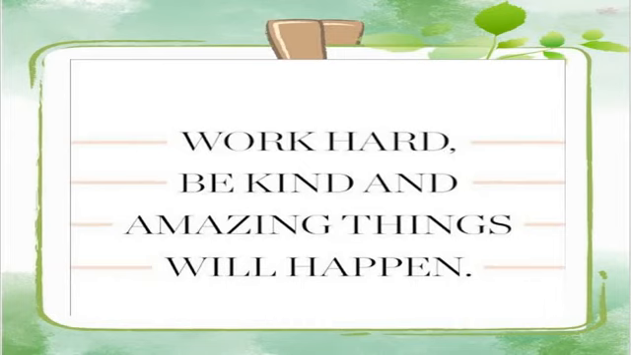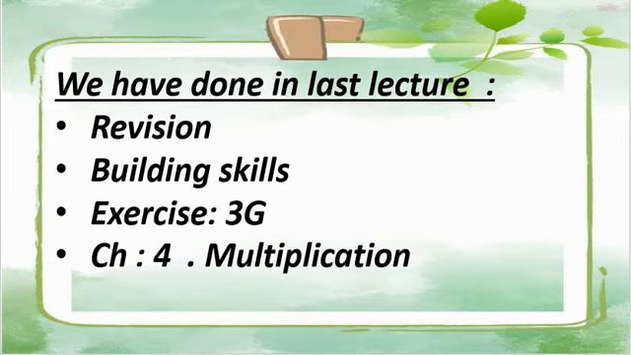Okay, got my points. Then, students, first of all let's check what we have done in the last session. In the last lecture we did revision, then building skill. What we learned in building skill is not enough information. What does not enough information mean? It means the problem has not given full data about things, about any person, or about anything.